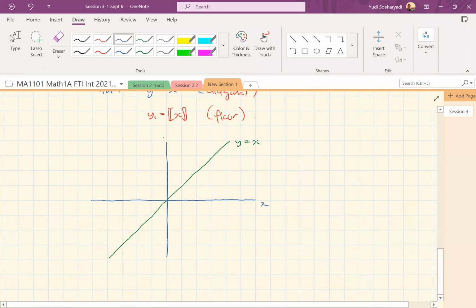Okay, and let's see. Suppose this is 1, 2, 3, 4. So you see, here's the value of all x which has values between 0 and 1. So over here we round it down to 0. Here the value is between 1 and 2, you see here. So we round it down to 1.